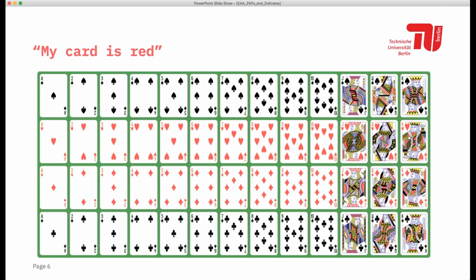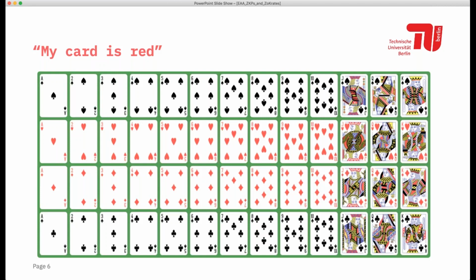Okay, nobody at this point. So the idea here is to basically reveal all the black cards, because then Bob would be able to check that the set of black cards is complete, so he knows Alice must have a red card, but he has no clue which red card Alice actually has.